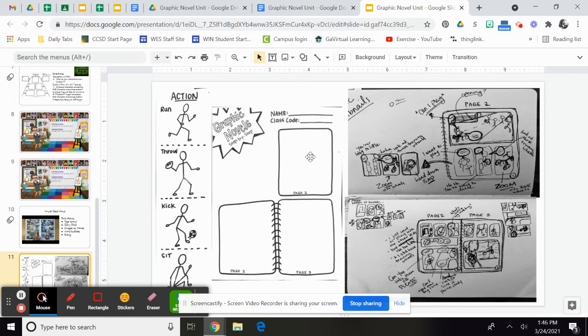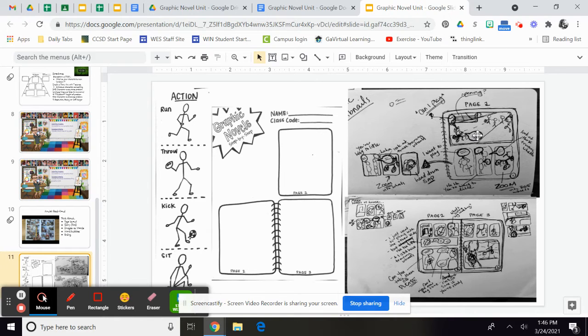They are not meant to be neat. They are not meant to be perfect. They are to get your ideas down on your paper. This is where you're going to begin designing your graphic novel. But in a graphic novel, you don't have one picture per page. You have a series of pictures that tell a story.